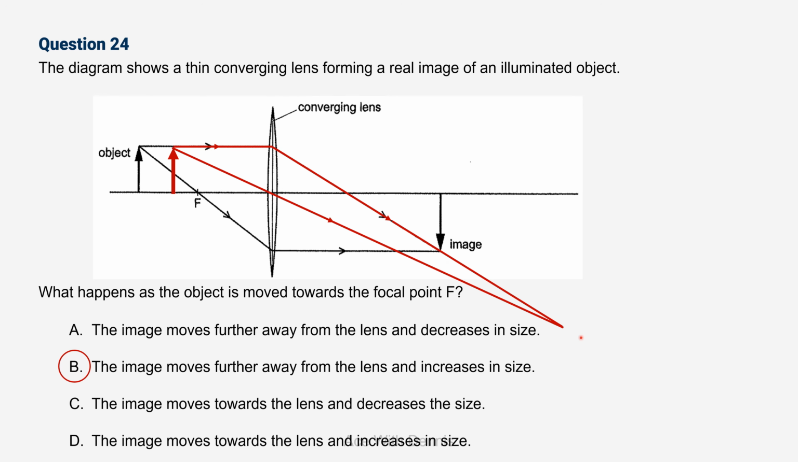So these two rays will meet at one point, and this point forms the new image. As you can compare this new image with the original image, this image is further away from the converging lens and the size is bigger than the original image. Hence, the answer is B. The image moves further away from the lens and increases in size.